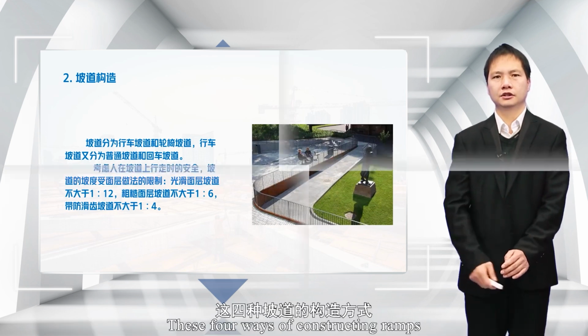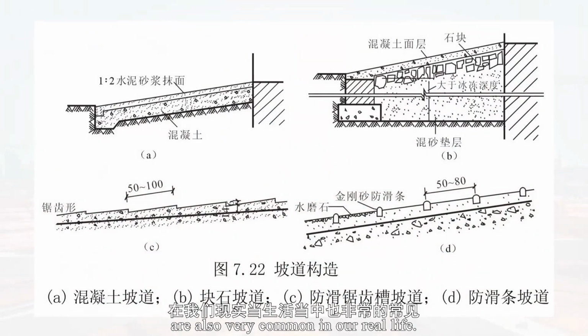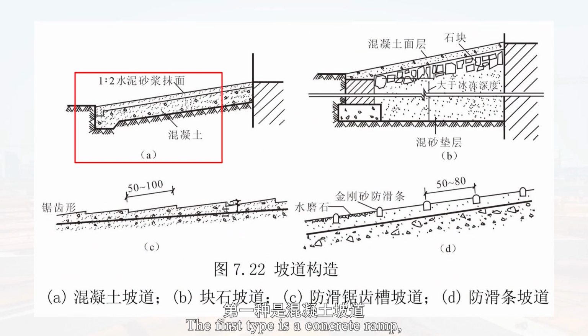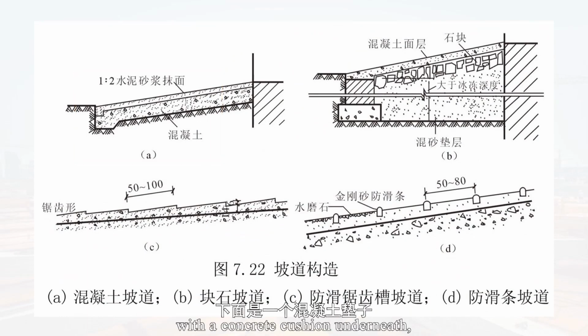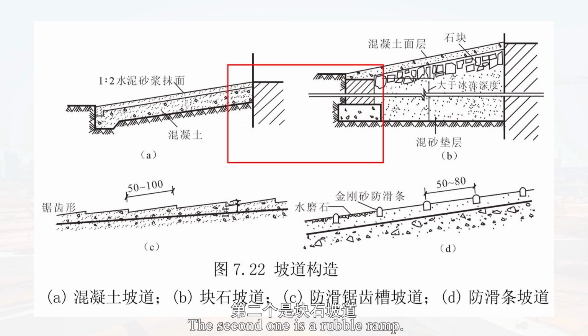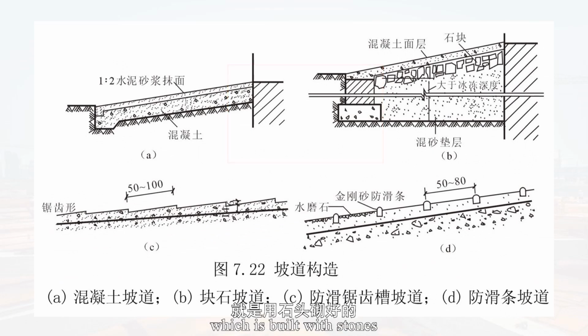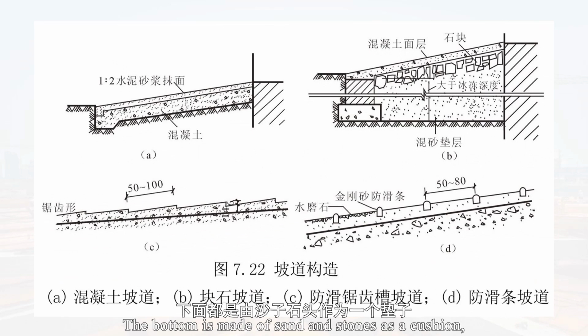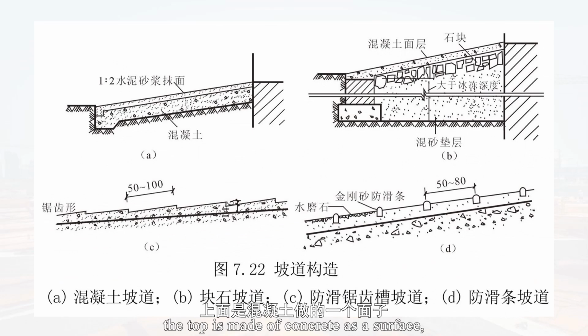These 4 ways of constructing ramps are also very common in our real life. The first type is a concrete ramp. It is composed of only 2 layers, with a concrete cushion underneath and a cement mortar surface above. The second one is a rubble ramp, which is built with stones. The bottom is made of sand and stones as a cushion. The top is made of concrete as a surface, and then the surface is smoothed.